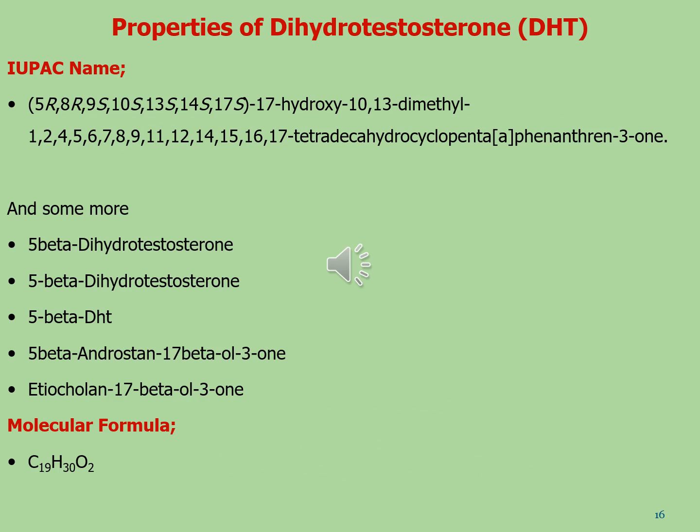The IUPAC name of dihydrotestosterone is 5R, 8R, 9S, 10S, 13S, 14S, 17S, 17-hydroxy-10,13-dimethyl-1,2,4,5,6,7,8,9,11,12,14,15,16,17-tetradecahydrocyclopenta[a]phenanthren-3-one, and some more names: 5-beta-dihydrotestosterone, 5-beta-DHT, 5-beta-androstan-17-beta-ol-3-one, etiocholan-17-beta-ol-3-one. And the molecular formula of dihydrotestosterone is C19H30O2.